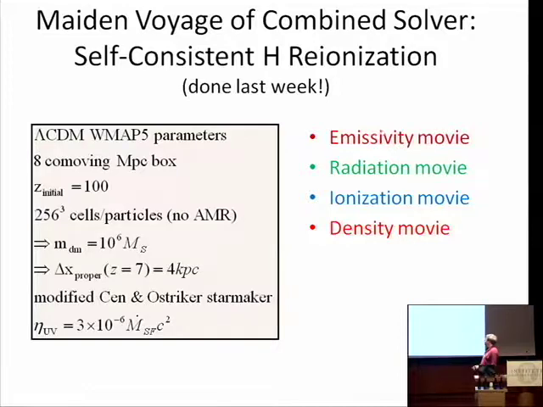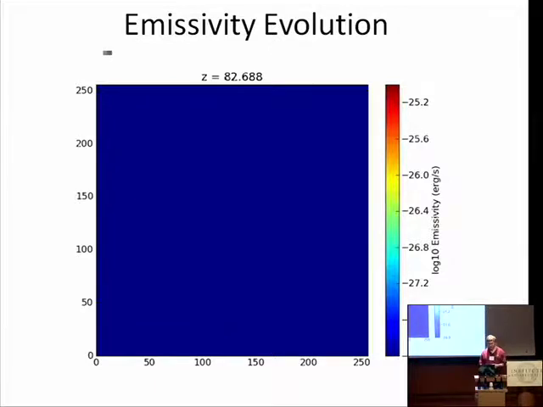And we use this modified Chen-Ostriker star maker where we don't use the Jeans length criterion, the Jeans mass criterion. And then we just grid the emissivity from the stars, which is given by this formula. You just take the star formation rate times c squared multiplied by this rather typical number, and we let her rip.